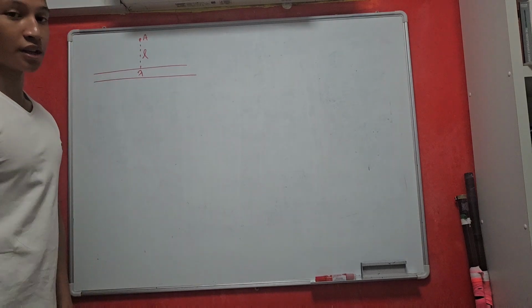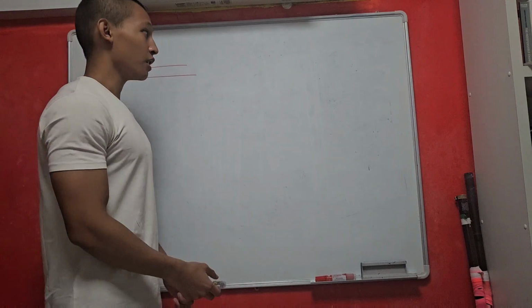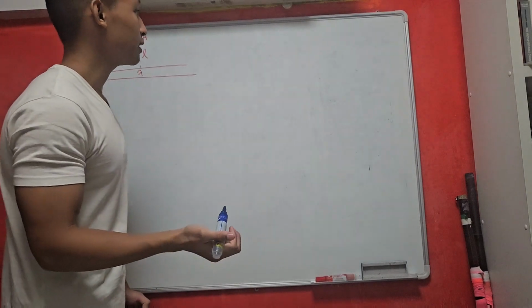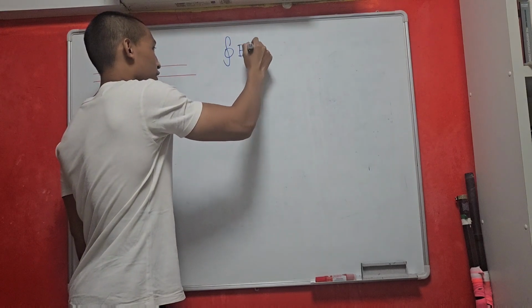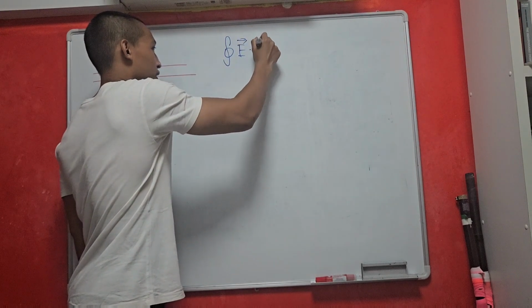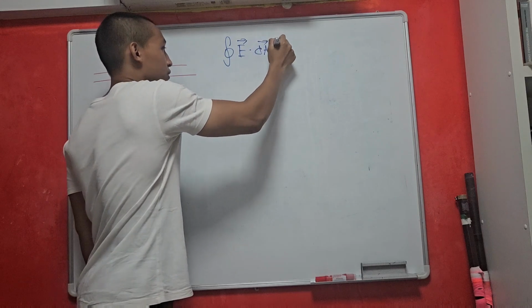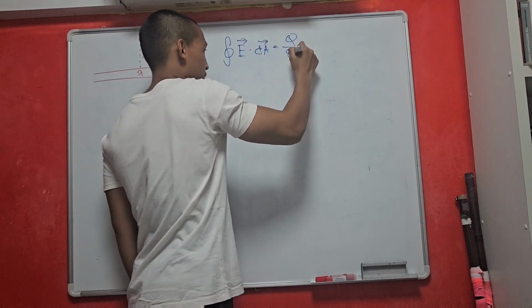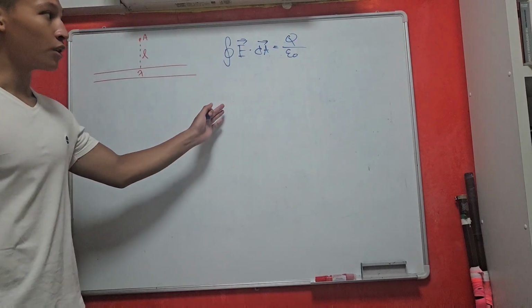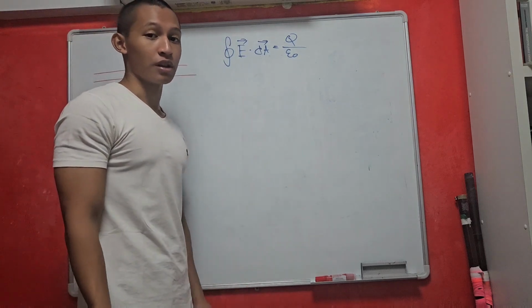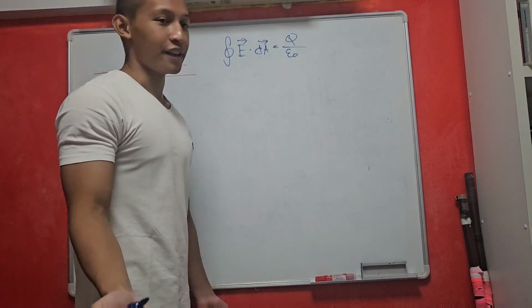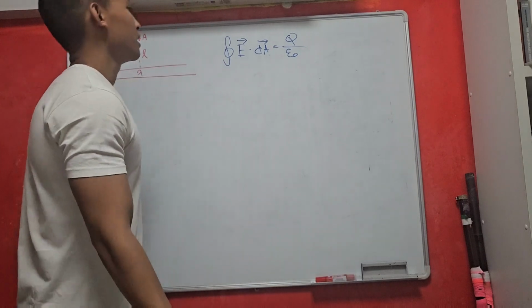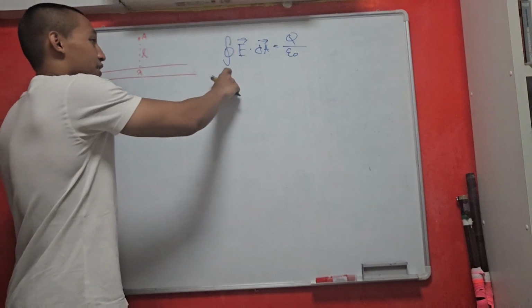There's actually two methods that I'm going to be going through in today's video. The first method is by utilizing Gauss's law, which is the closed surface integral of the electric field dot dA over the closed surface equals the total charge over epsilon naught. This is Gauss's law, also known as one of Maxwell's four equations. So this is the first method, by utilizing this equation.